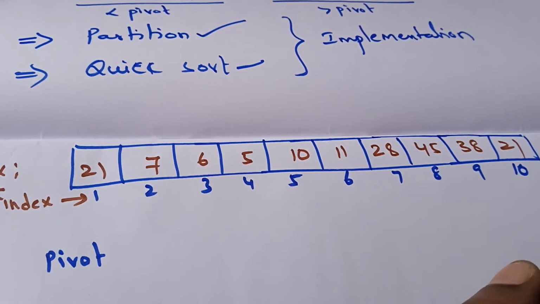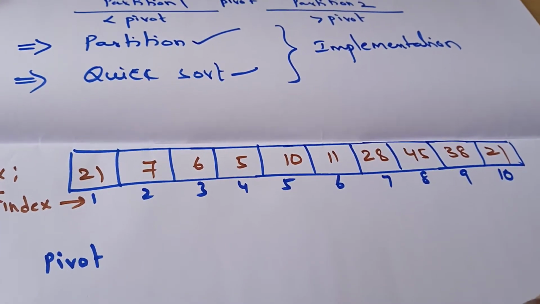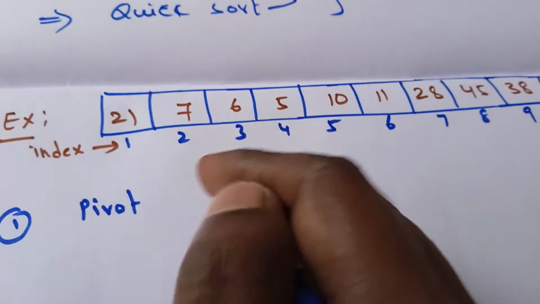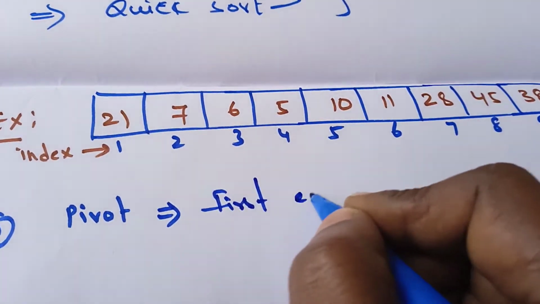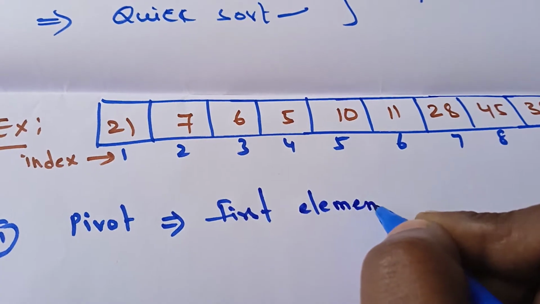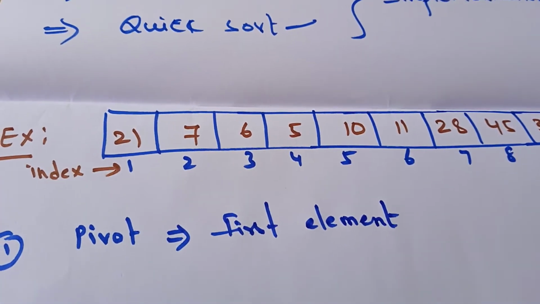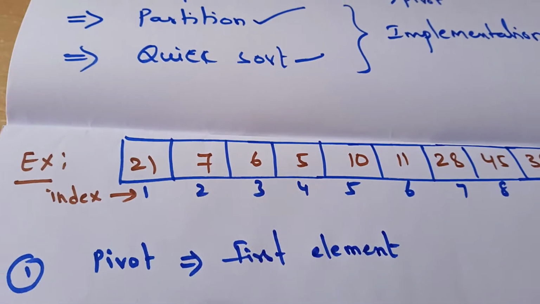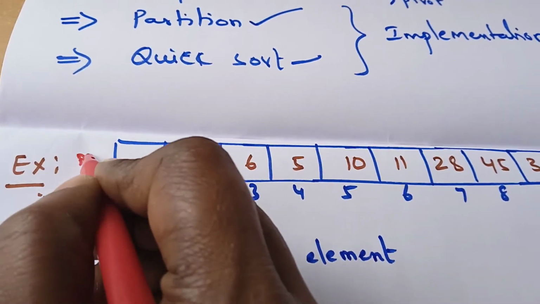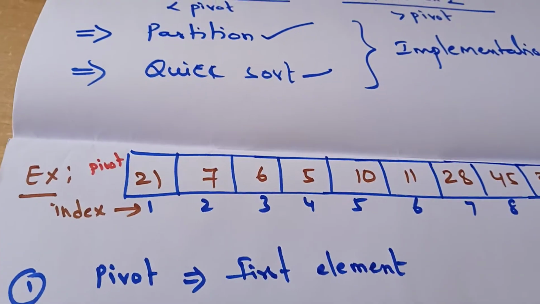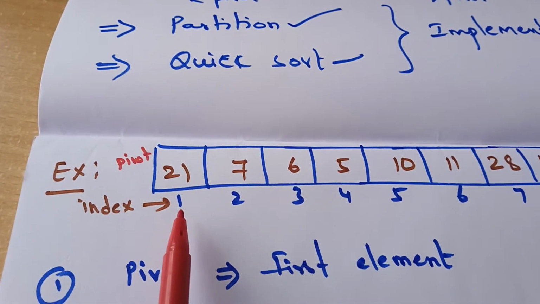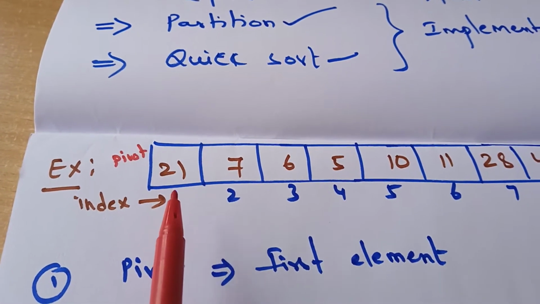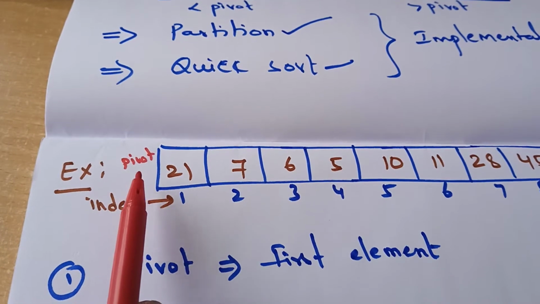Any element can be considered as the pivot element. Now I am taking the pivot element as the first element. Okay. Now this is my pivot element. In which place is my pivot element? In the first place, or at index 1, my pivot element is there.